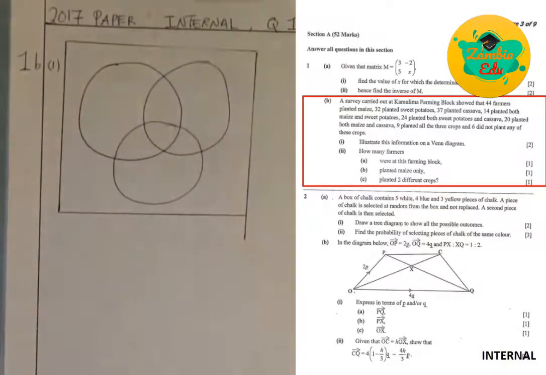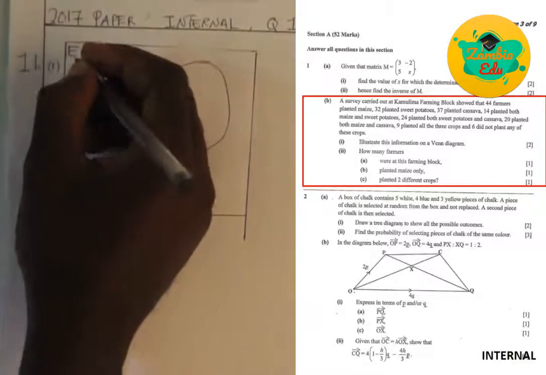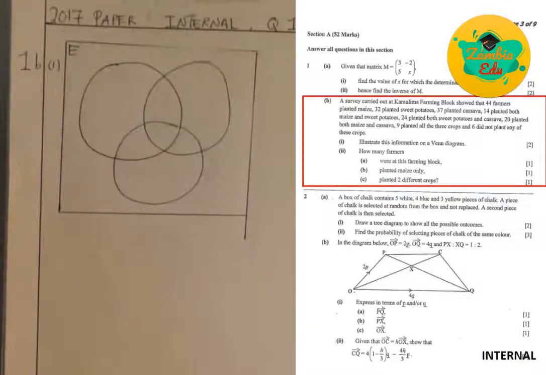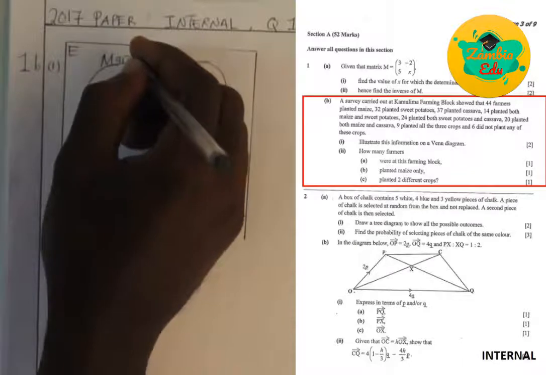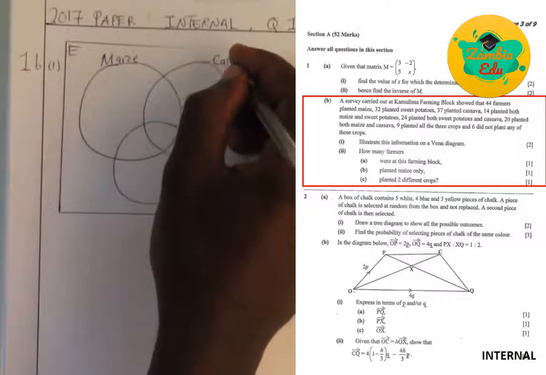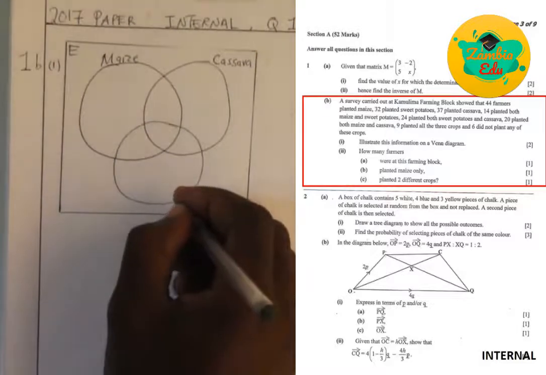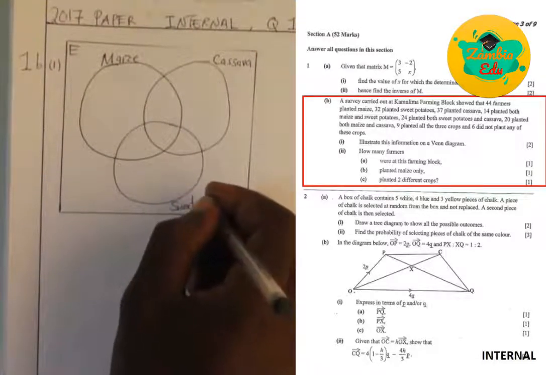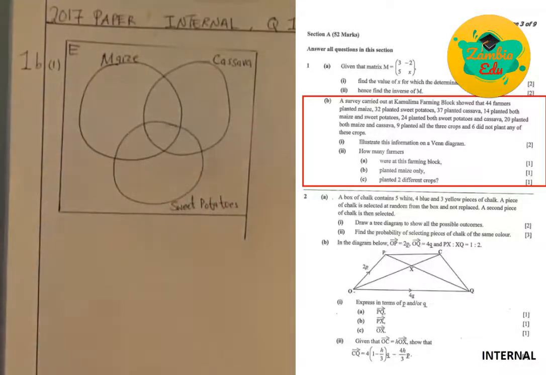Having done that, now we are going to label the sets that we have been given. This is the universal set represented by a capital E there. Then we have our maize, and then we have our cassava, and then we have our sweet potatoes.